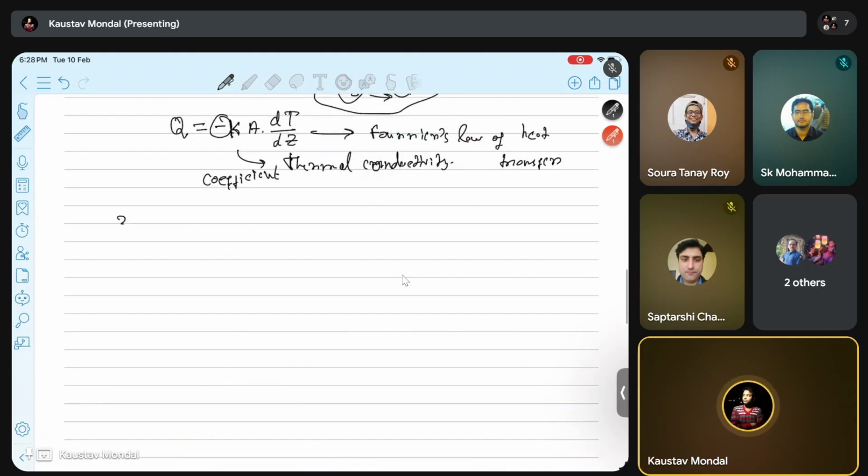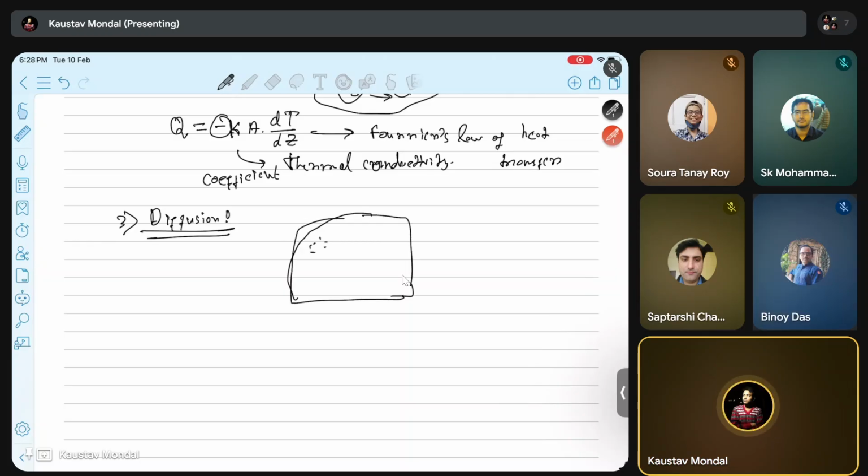And third is the diffusion. You all know diffusion. Let's suppose a gas container. If this region contains a dense number of molecules and this region contains a less dense number of molecules, then from the high-density area the molecules will travel to this less dense area, right? This is known as diffusion of the gas molecules.